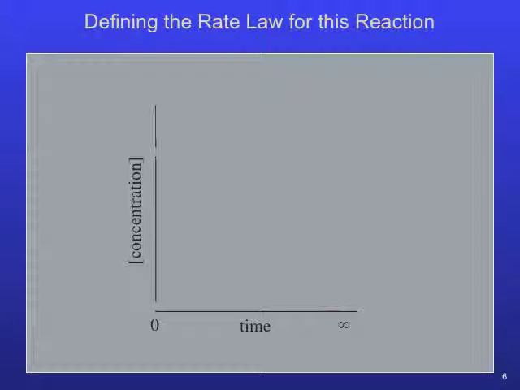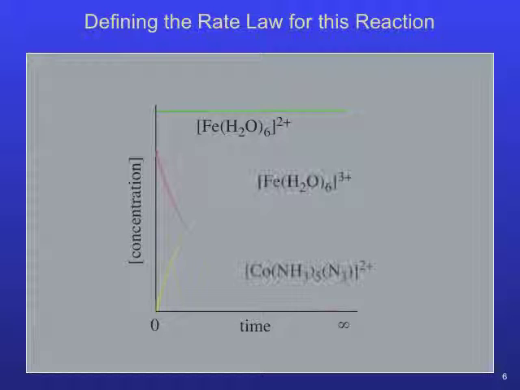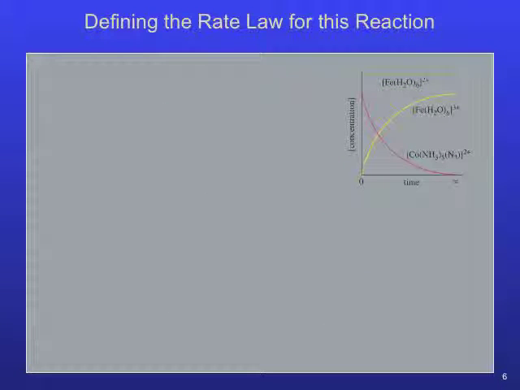The change in concentration can be plotted on an XY graph. As stated previously, the hexaaquairon(II) reactant is much more concentrated than the cobalt reactant, so its concentration remains constant during the reaction. As the cobalt reactant concentration decreases during the reaction, the hexaaquairon(III) product increases.